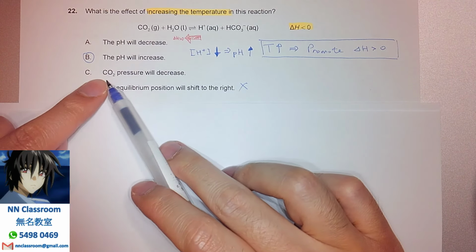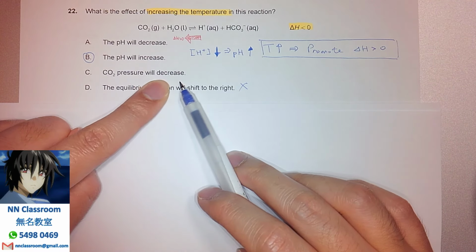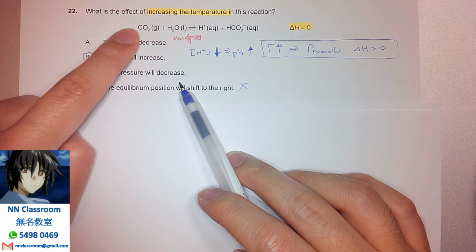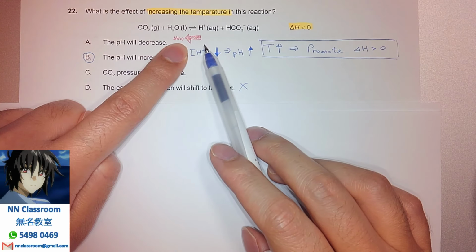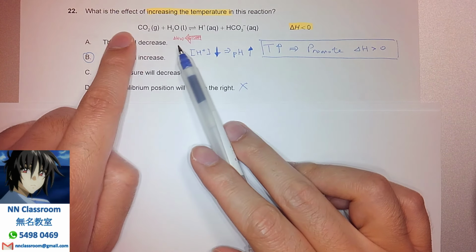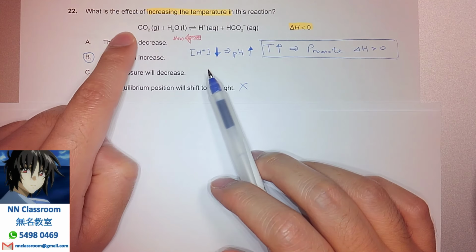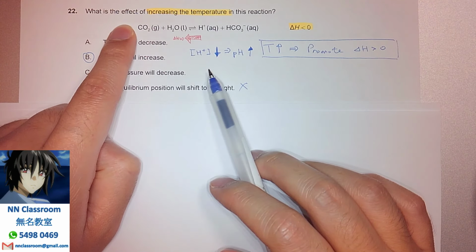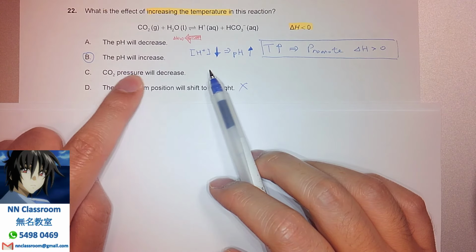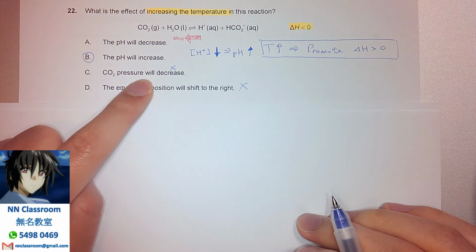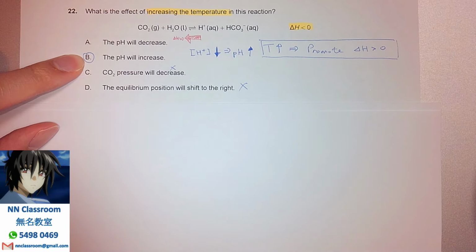Double check it for C. CO2 pressure will decrease. Is it true? No. Why? Because CO2 is on our left-hand side as a reactant. As we deduced again, the equilibrium position has moved to the left-hand side. So that means CO2 should be more than the original, so it should occupy a greater pressure. So the statement that CO2 pressure decreases is wrong. So obviously the answer will be B.